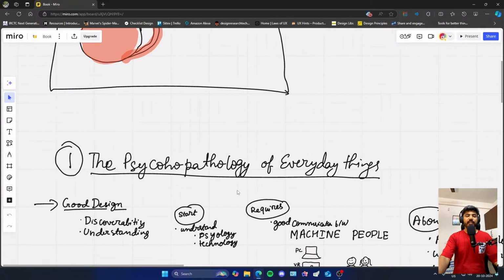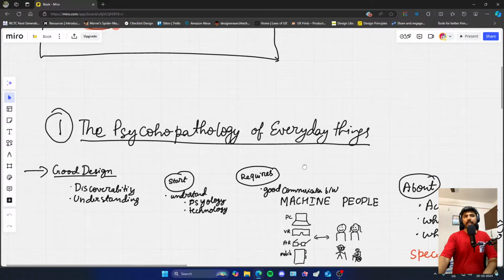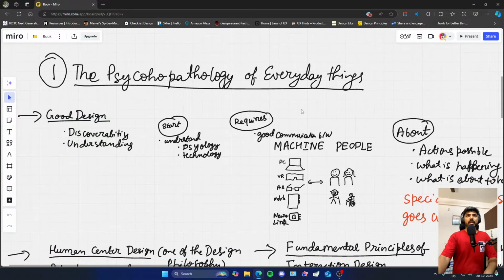Psychopathology of Everyday Things. So I'm not going to cover each and everything from the book and the chapters. It's going to be a very crisp summary, and I'll not be giving the examples that he has given because that will be directly copying his content, and I don't want to do that. I want to minimize that but still summarize the chapters.